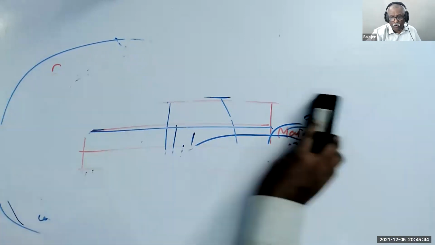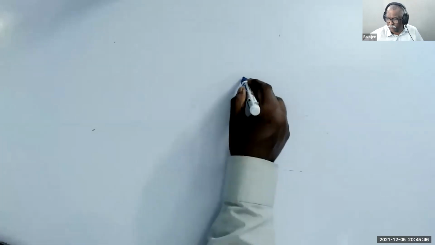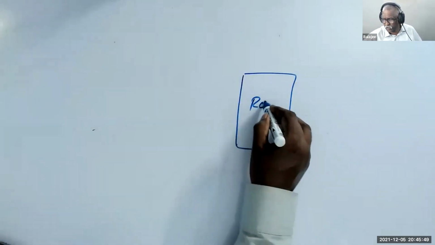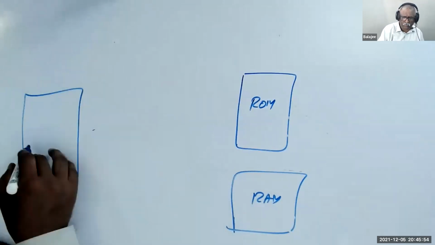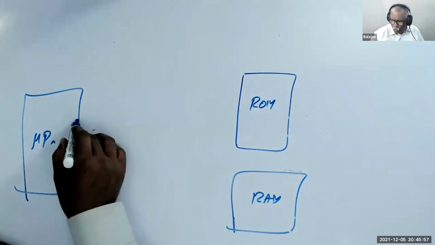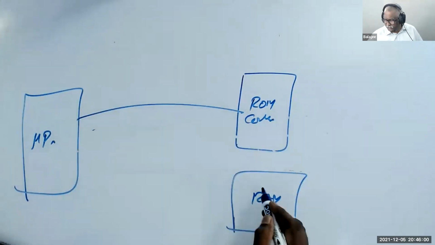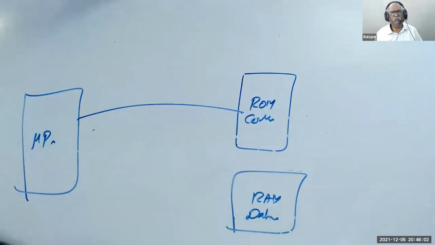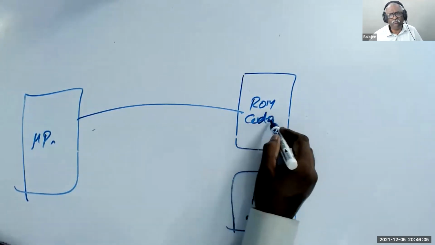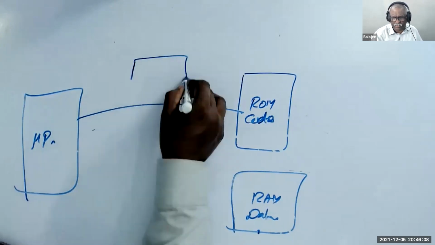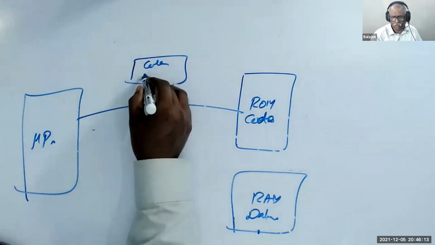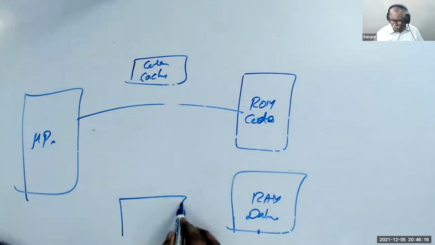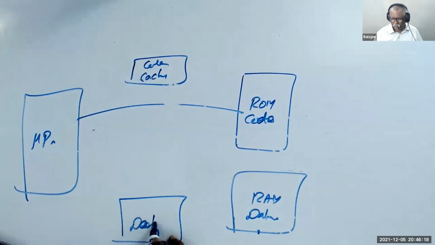Now what happened? The trick is that sometimes you have a ROM, you have a RAM, you have a microprocessor. You access the code here. You access the data here. Understood? This is called code, this is called data. Now I have a separate cache for code and a separate cache for data. Okay, I have two types of cache.